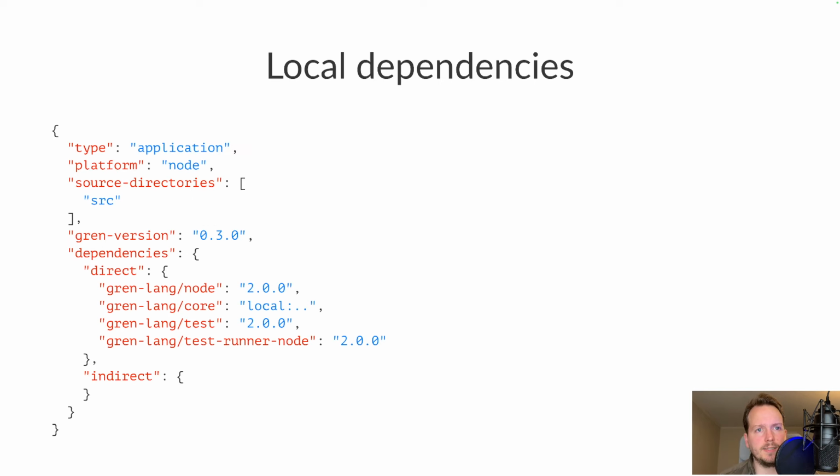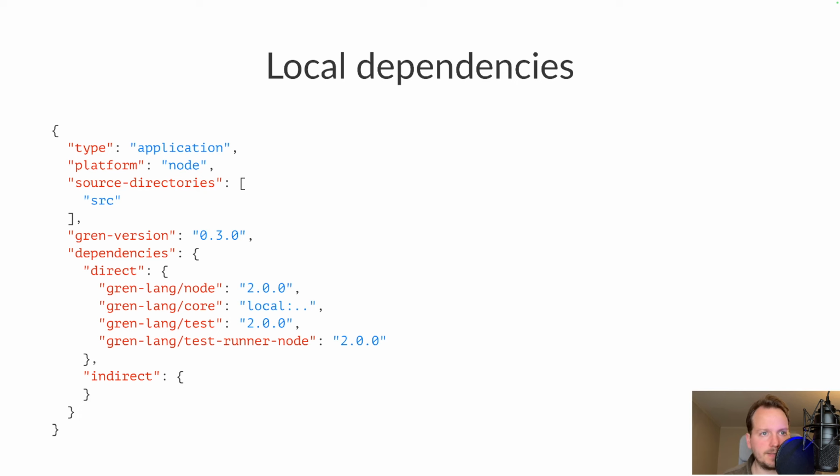So local dependencies, they look like this. This is a Gren JSON file, and if you look at how the Grenlang core dependency is defined, you can see it actually references the parent directory. And so here you can include your very own Grenlang core dependency. In this particular case, this Gren JSON file is taken out from the test project, which is the application that contains the tests for the core package.